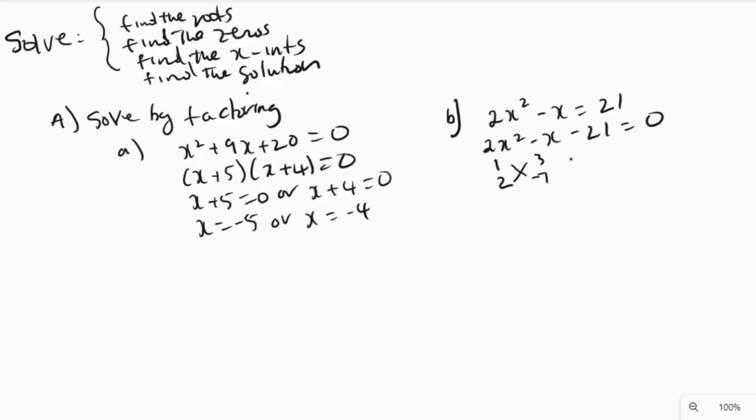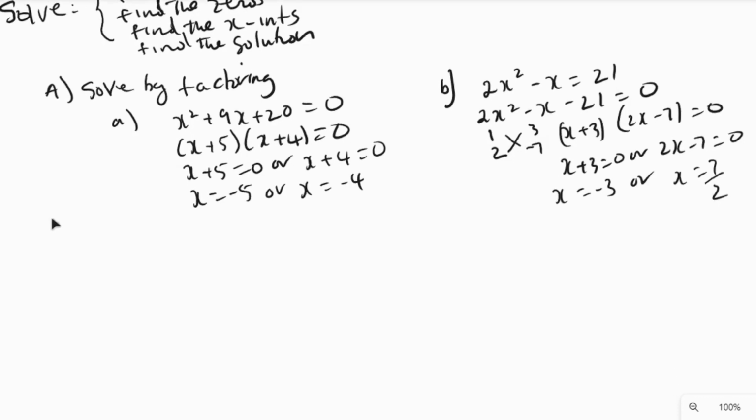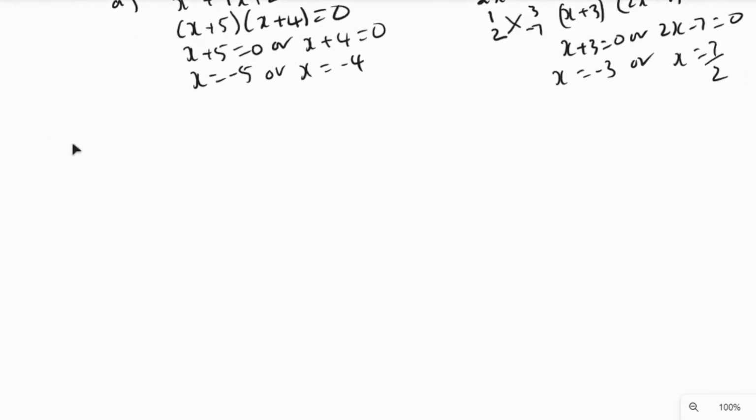So this will be x plus 3, 2x minus 7 equal to 0. Therefore, x plus 3 equal to 0, or 2x minus 7 equal to 0, x equal to negative 3, or x equal to 7 over 2. And those are my solutions. Okay, now this is solved by factoring. To do that, we have to master factoring.